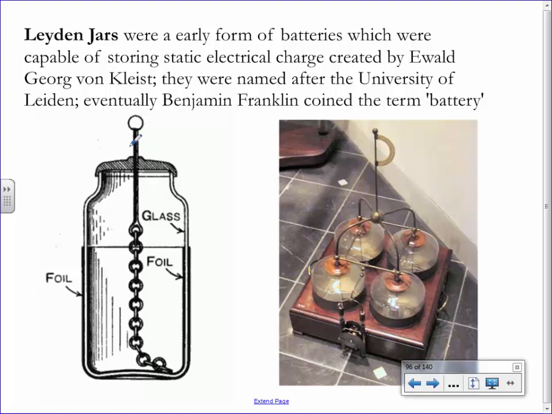Why don't those electrons leave? They can't. Because what's directly next to that foil? Glass. Do electrons have the ability to move very well through glass? No, it's an insulator. Right?